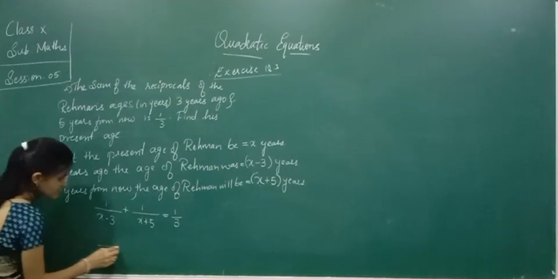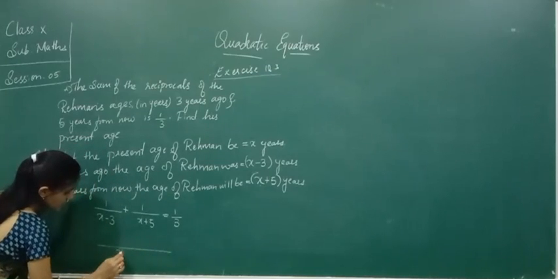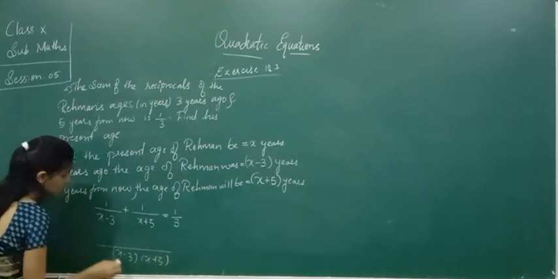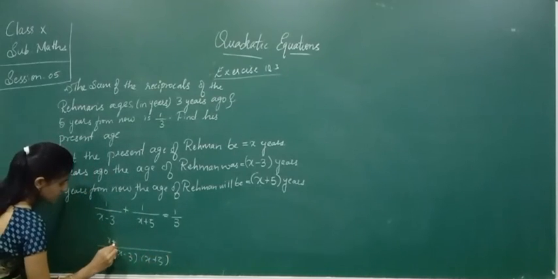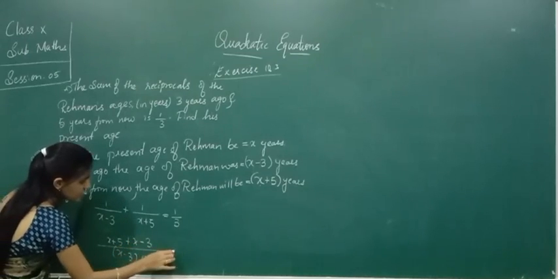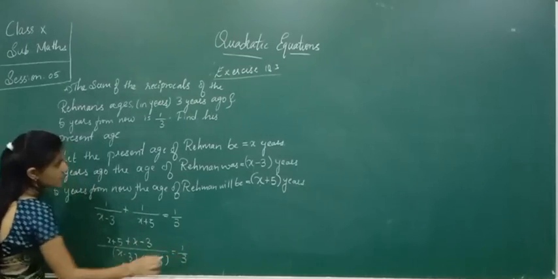Now, find the LCM. What I am going to get? X minus 3 into x plus 5. Here I am going to get as x plus 5 plus x minus 3. This will be equal to 1 by 3.